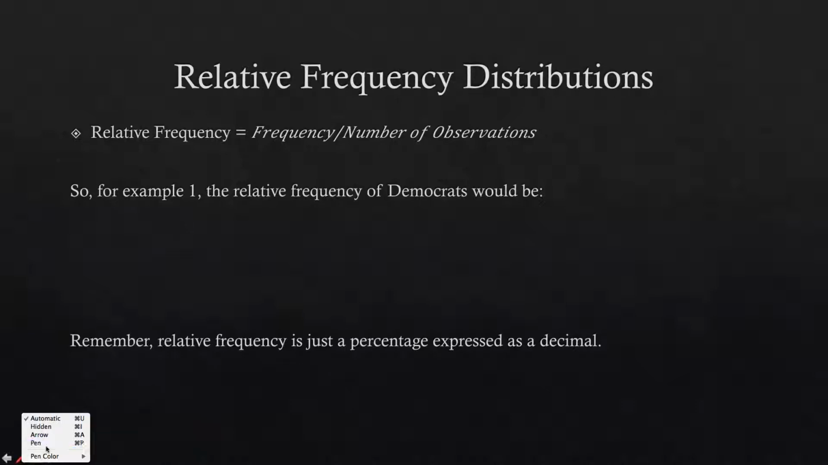What is the relative frequency of the Democrats? Well, relative frequency is frequency over total number of observations. There were 40 total observations, and we counted that there were 13 Democrats. So that would be 0.325, or 32.5%. Either way. I prefer the 0.325, but 32.5% will work. Just read your directions on your homework, because it will tell you what it wants you to express it in.